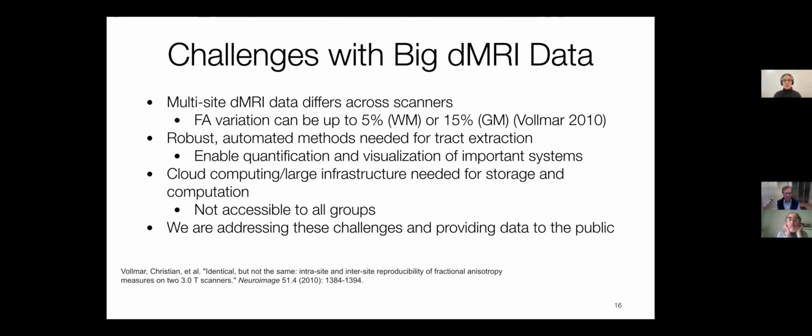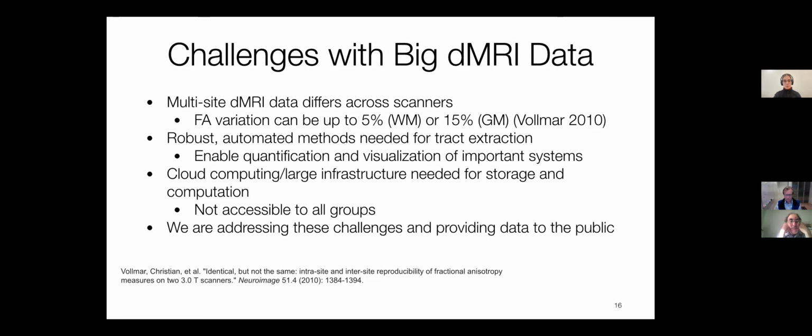Another challenge is how should we analyze the data? We're interested in extraction of the anatomical tracts and the superficial connections that we can find, but you really need robust methods and they must be automated if you want to analyze thousands of scans. And so this enables quantification and visualization of important systems that we'd like to study in the brain. Another challenge is just the infrastructure need. You need either a large computational infrastructure at your institution, or you need to use cloud computing just to store and compute to analyze this data. So this is obviously not accessible to all groups who might be interested in analyzing the data.